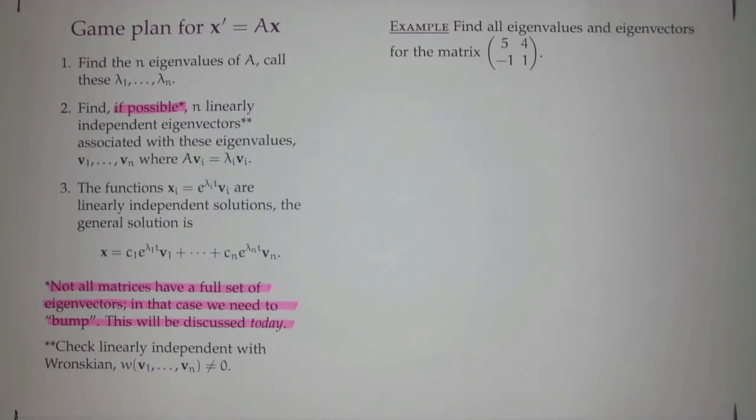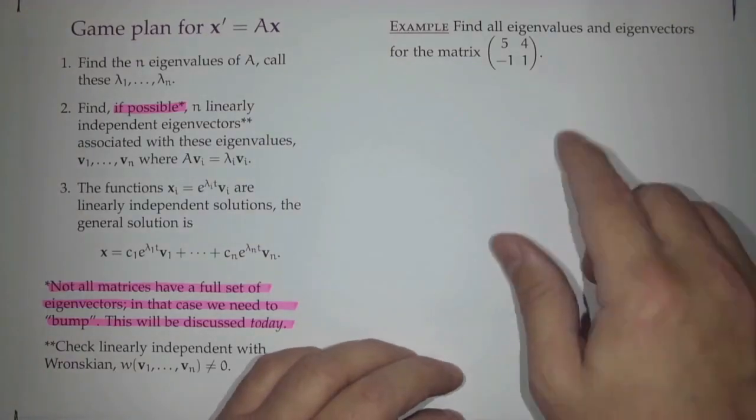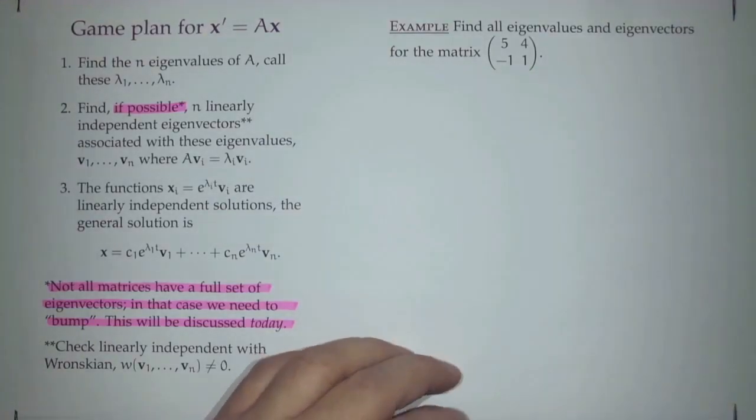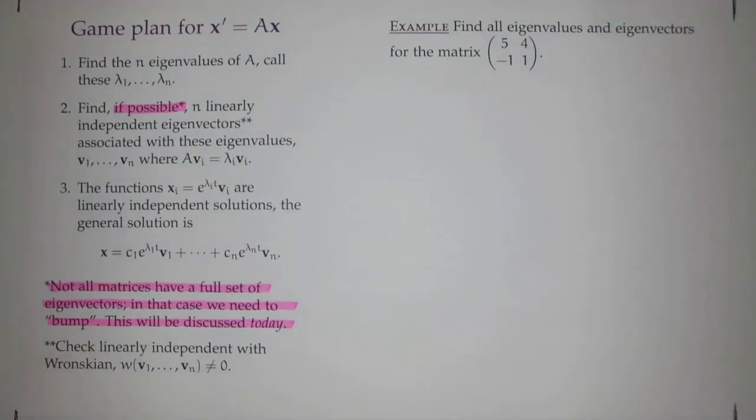All right. So let's just start with an example. Find all the eigenvalues and eigenvectors for this matrix: 5, 4, minus 1, 1. All right. Well, where do we start?